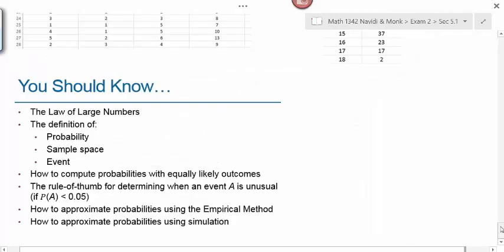And that wraps up section 5.1. We've discussed the law of large numbers, the definition of probability, sample space, and an event. We've looked at how to compute probabilities with equally likely outcomes. The rule of thumb for determining when an event is unusual is basically if it's less than 0.05. And then we looked at the empirical method and simulations.